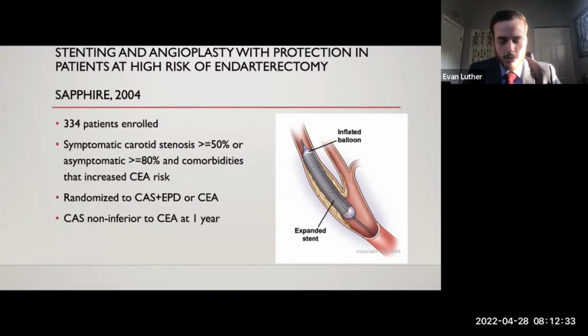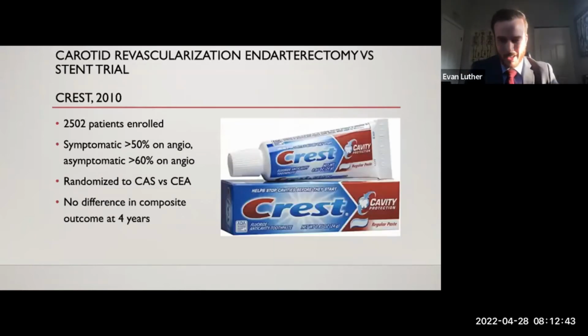So this was the first trial that really established the indication for carotid stenting in patients at high risk for surgery. And it set the tone for the CREST trial, which is the one that I think everybody is most familiar with. I think the most important thing that sets the CREST trial apart from the prior trials evaluating endovascular treatment of carotid stenosis was that they enrolled 2,500 patients. So they had a large sample size to evaluate, and they included patients with symptomatic carotid stenosis greater than 50% or asymptomatic carotid stenosis greater than 60% on angiogram.